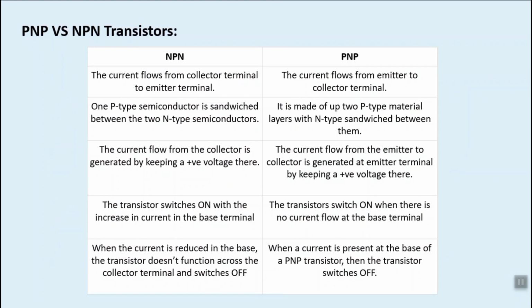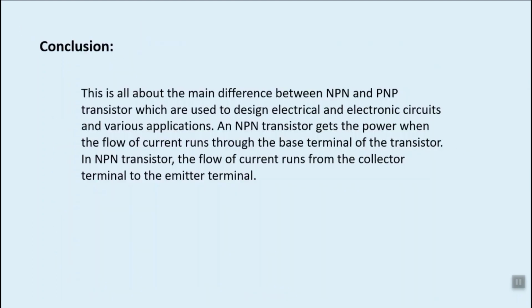In NPN transistor, when the current is reduced in the base, the transistor doesn't function across the collector terminal and switches off, while in PNP transistor, when a current is present at the base of a PNP transistor, then the transistor switches off. NPN and PNP transistors are two different types of BJTs that differ in the direction of the majority charge carriers that flow through them.